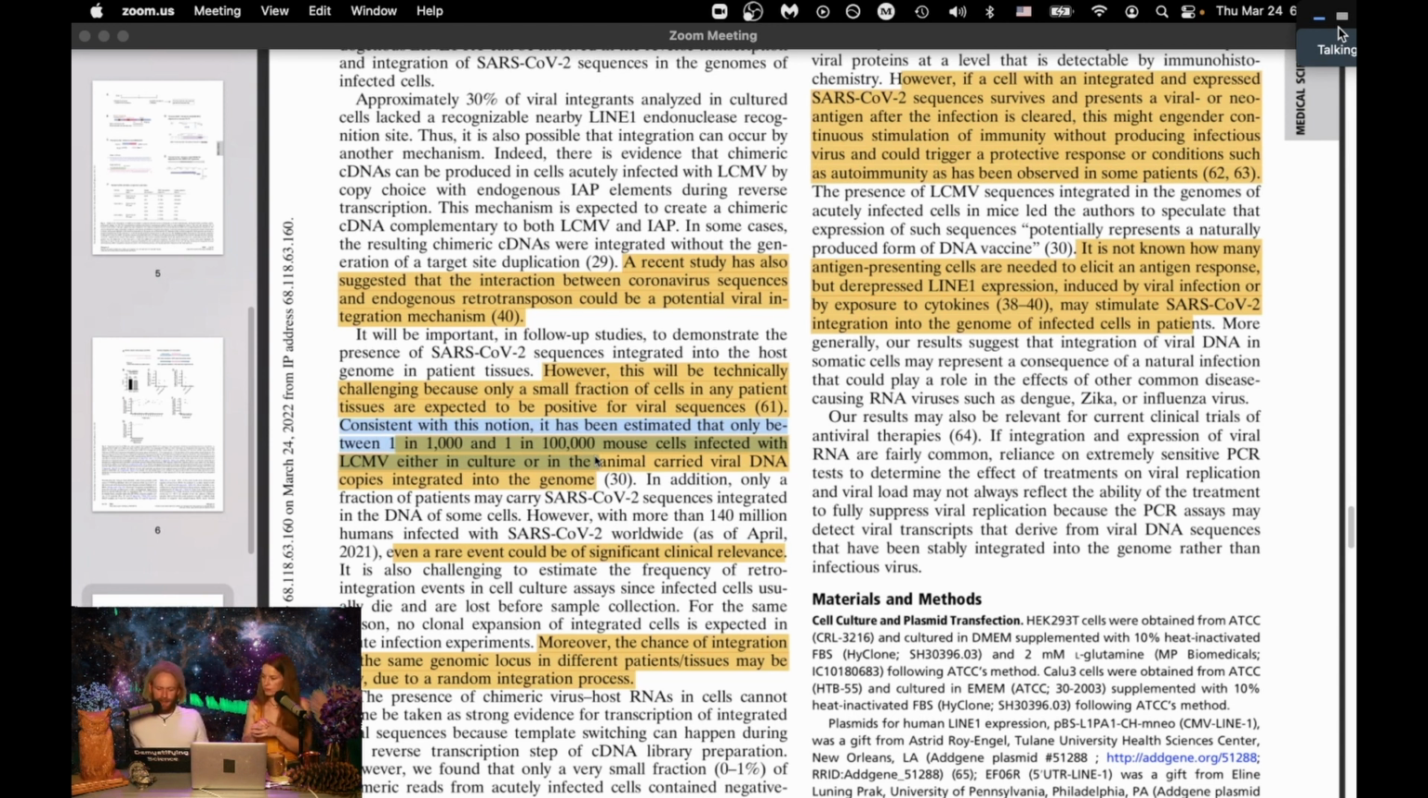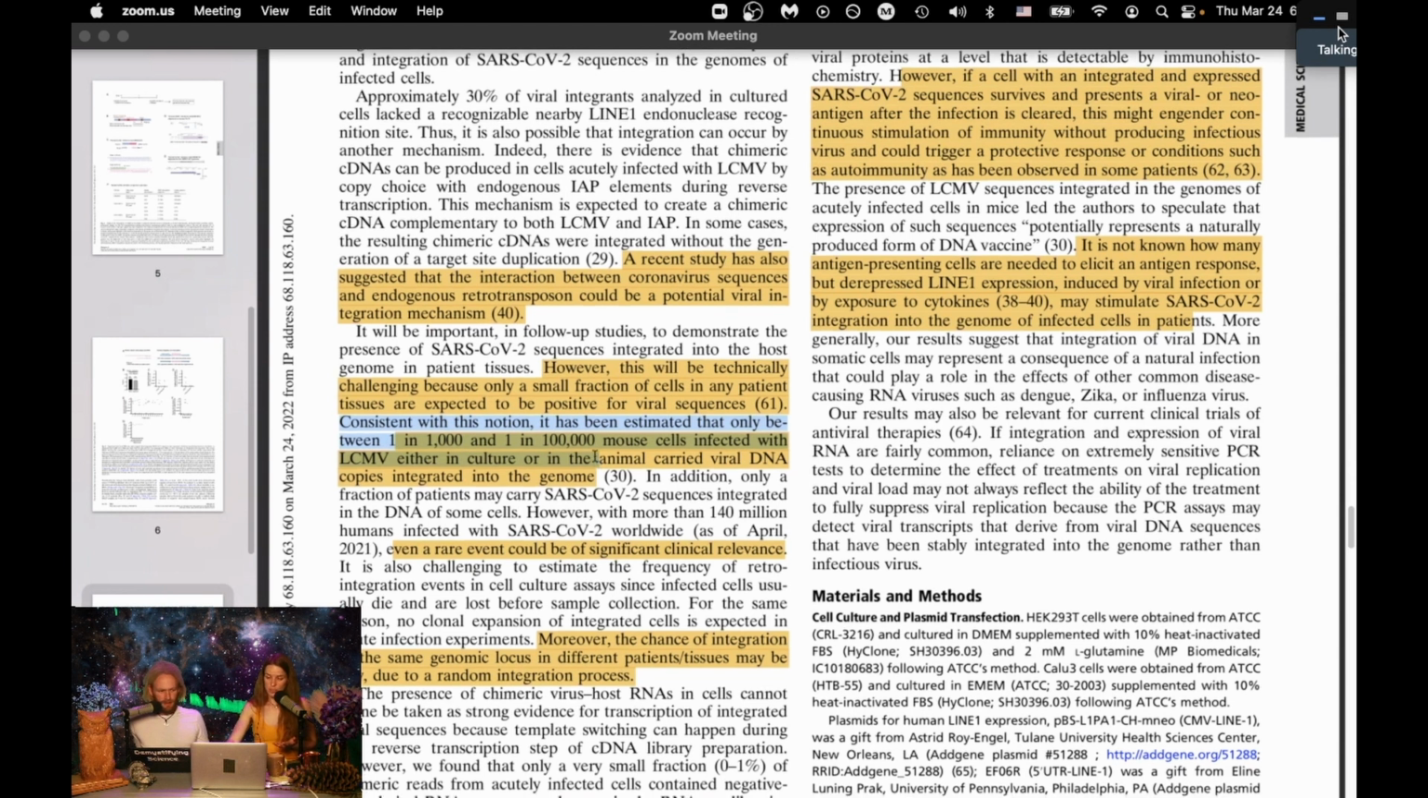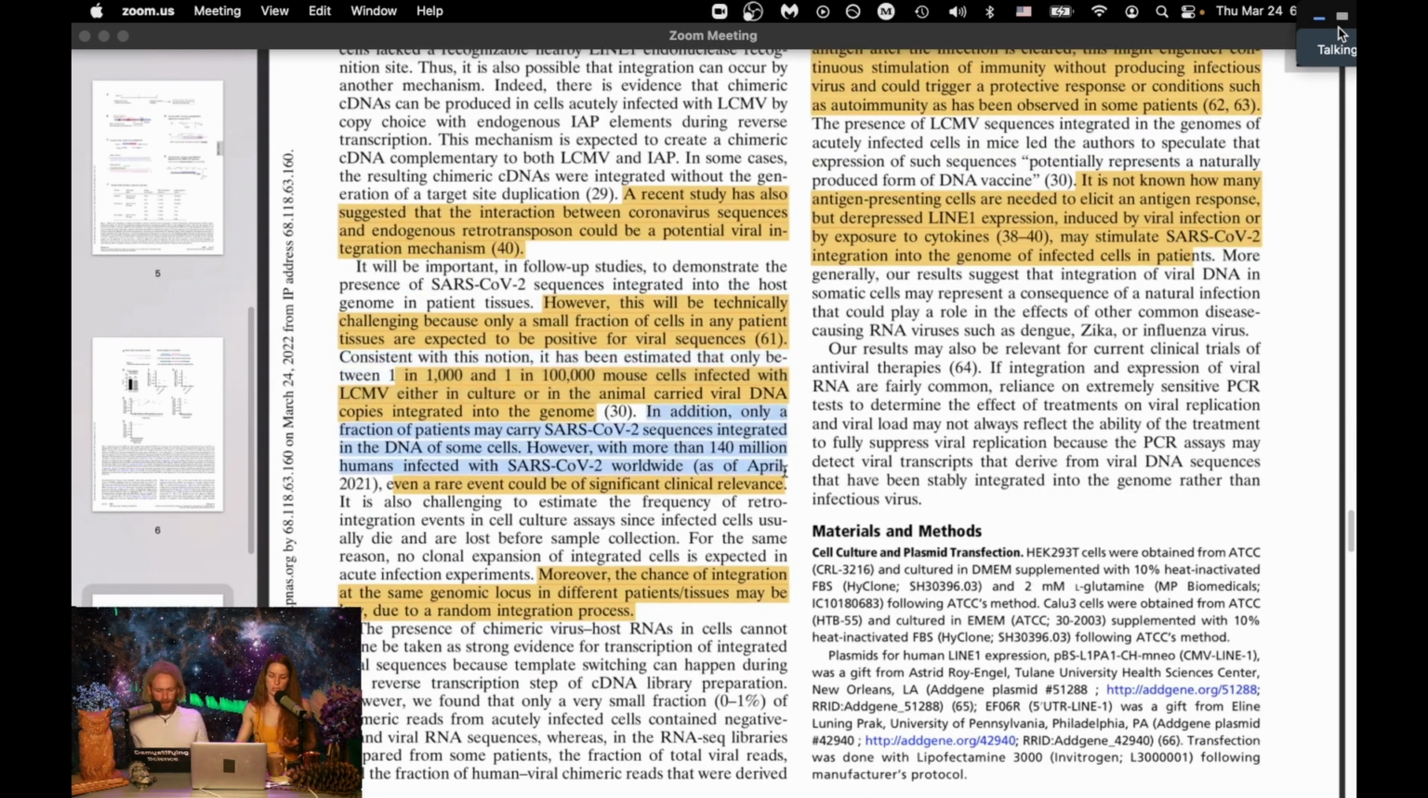But they also say the incidence is enormous, though. I'm trying to find this, the next statistical part. They're saying, look, if you have 140 million humans infected with SARS-CoV-2, then even if it's 1 in 1,000, it's pretty big pretty fast. If it's 1 in 100,000, then you're not going to have that many, but the range is wide.